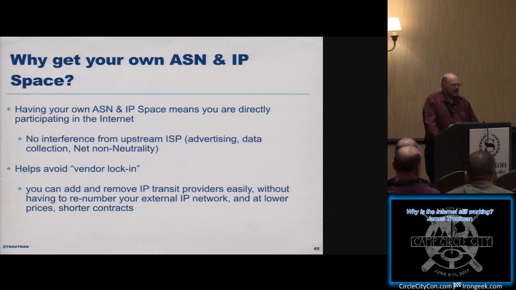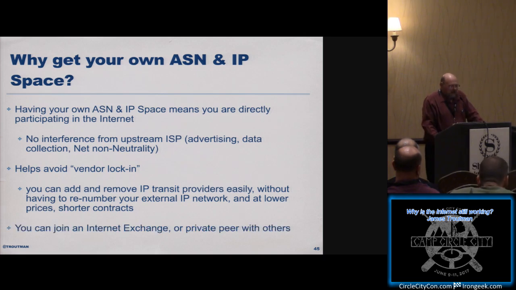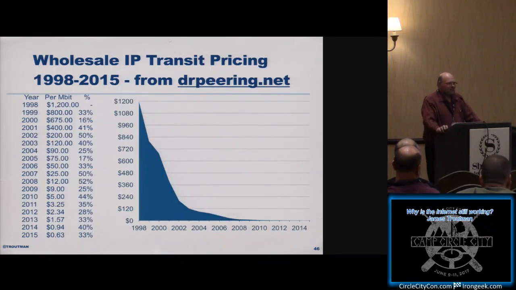I have seen so many organizations, banks and hospitals and others, that continued to keep a 7-year-old circuit from a carrier they didn't even like because it's too much work to renumber, or they don't think they can renumber. So they continue to pay really inflated prices just because it's tied to that IP address space. If you have your own ASN and your own IP space, you can join an internet exchange, or you can peer privately with others. So again, why would you want to do this other than it makes things better, faster, more resilient? Well, the big reason is cost.